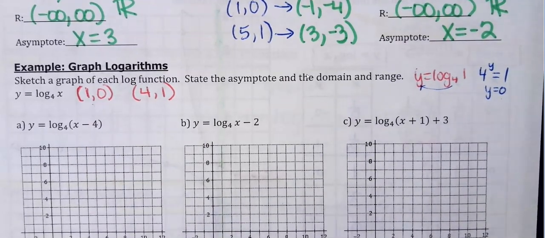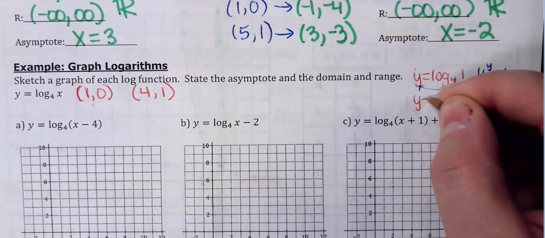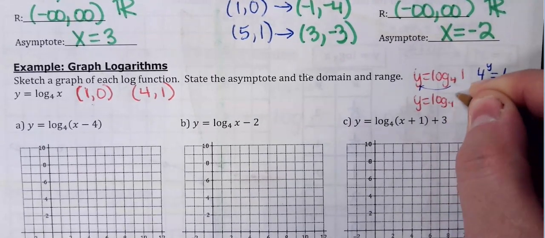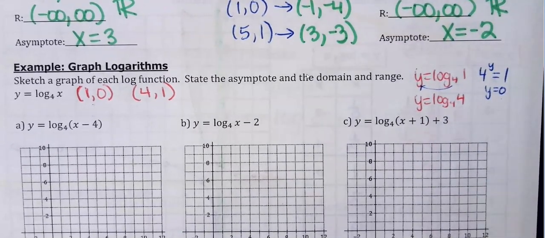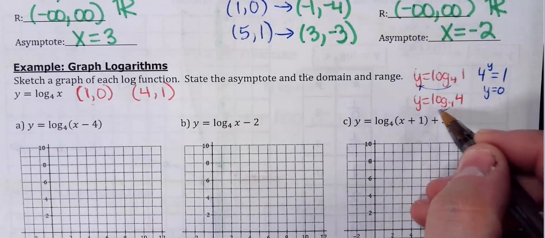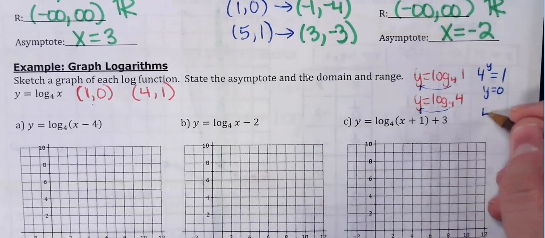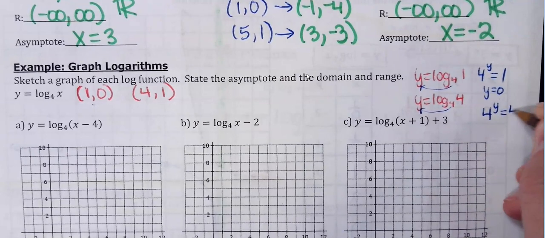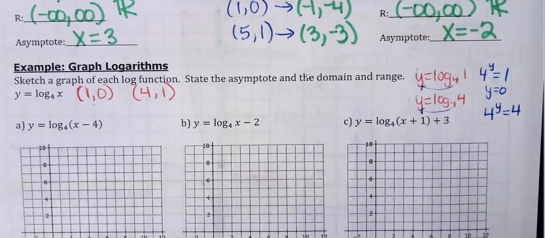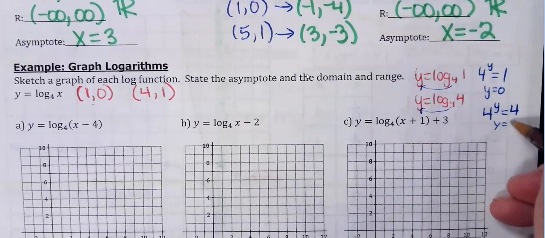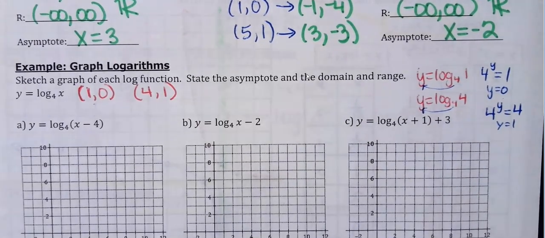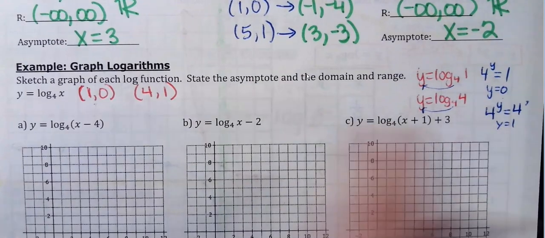If you did the same thing, if I did y equals log base 4 of 4, if I convert that to an exponential real quick, I would get rid of the log, swing the 4. You'd have 4 to the y equals 4. The only way for that to be true would be if y was equal to 1, because you have 4 to the y, and then just 4 would be the exponent. So if I plug in 4, then I get 1 as my y.